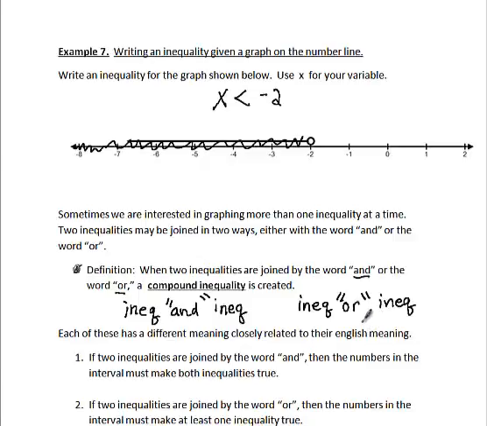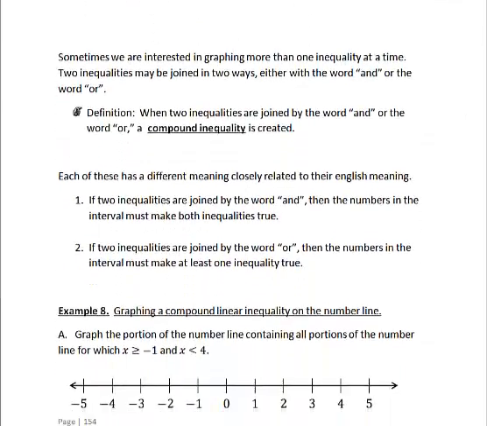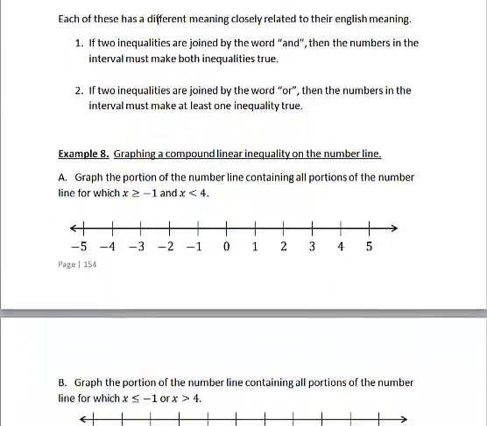Okay, so when we see these types of inequalities, several ones combined together, how do we interpret the conjunction, if you would, the and, the or? Each has a different meaning. If we have the word and between them, then we only want to shade the numbers that satisfy both inequalities. And so when you think and, you could think of the word both.